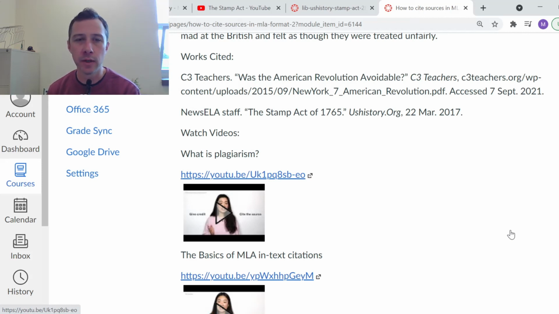Next class, we are talking about tarring and feathering, and we're also talking about the Declaration of Rights, which was the colonists' reaction to the Stamp Act. From that perspective, we're talking about the ways that the British might have felt that the colonists acted unfairly.